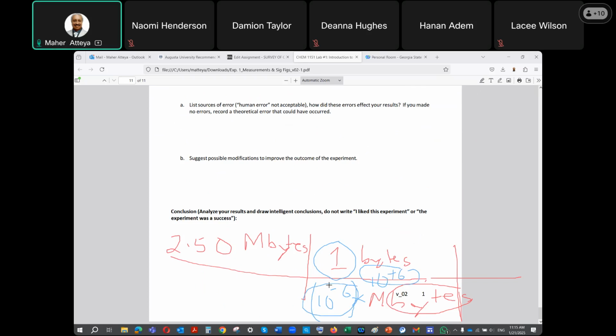10 power 0 is equal to what? 1. Together, 0 is 1. So always you have to come up with the opposite exponent. And then here I'll put the bytes at the bottom so I can cancel the units. And we say terabytes, T bytes.